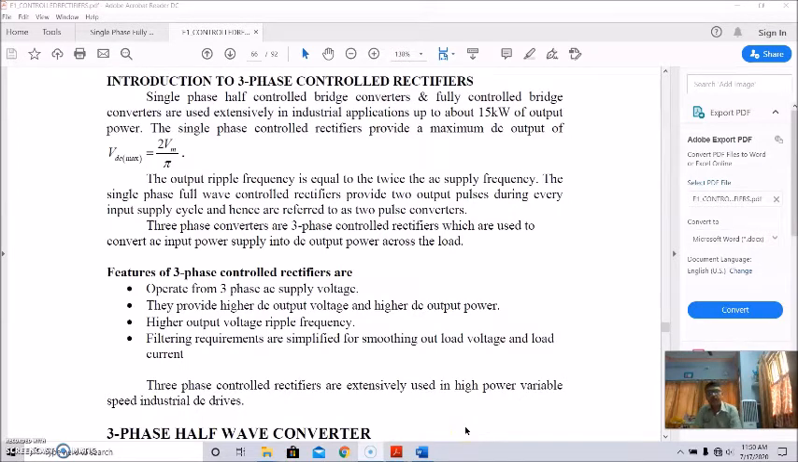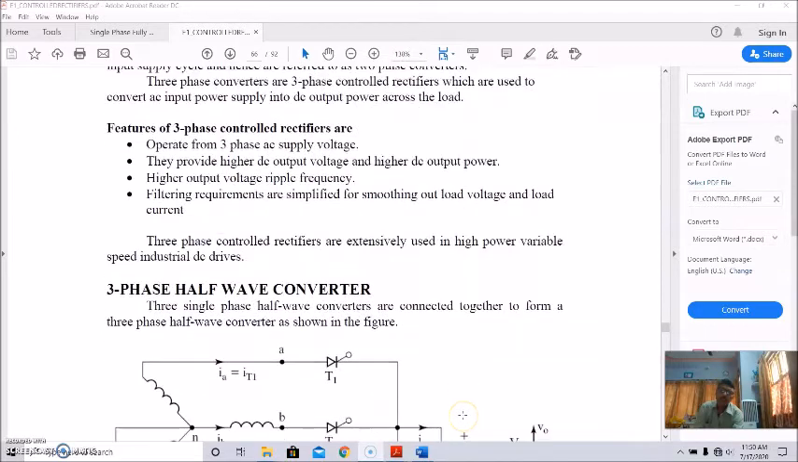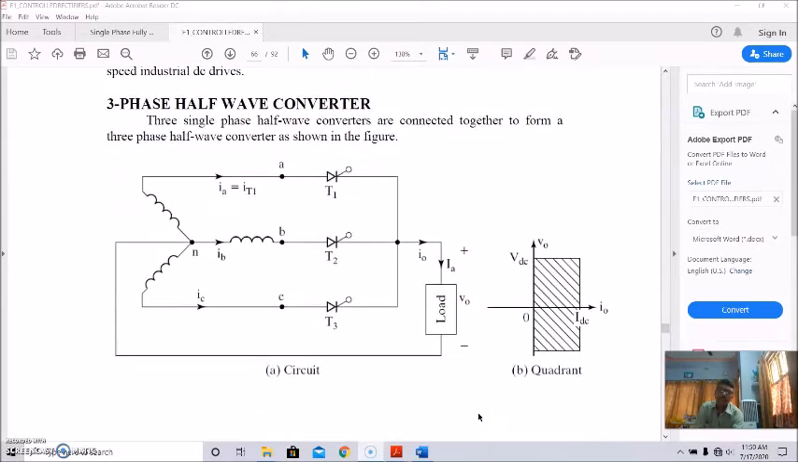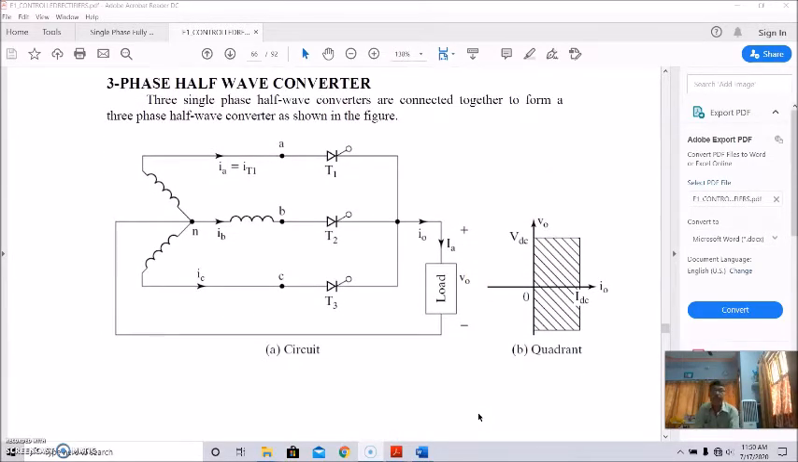So with these introductions and classifications of three-phase controllers, we will gradually proceed and continue our discussion, one after another, about the different three-phase converters. So let us first discuss three-phase half-wave converters.